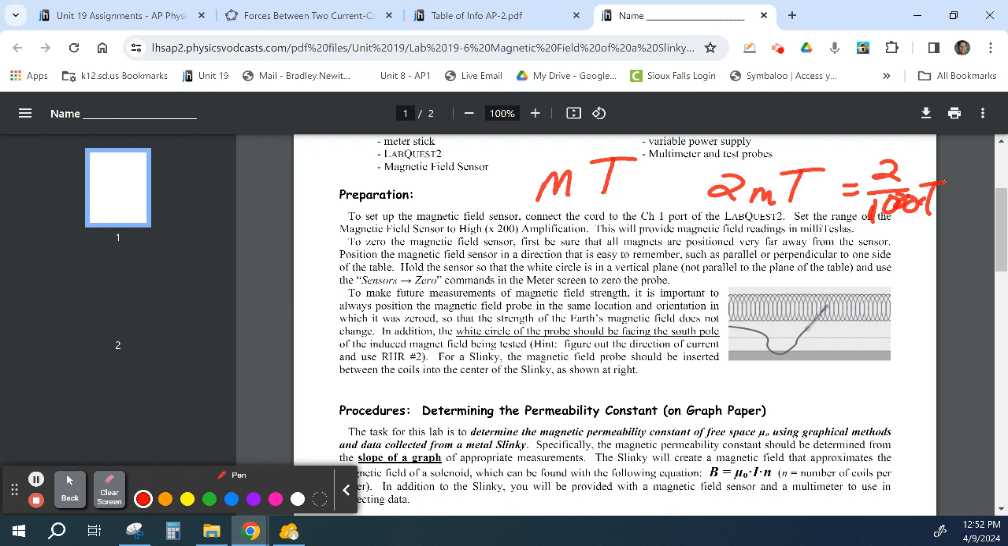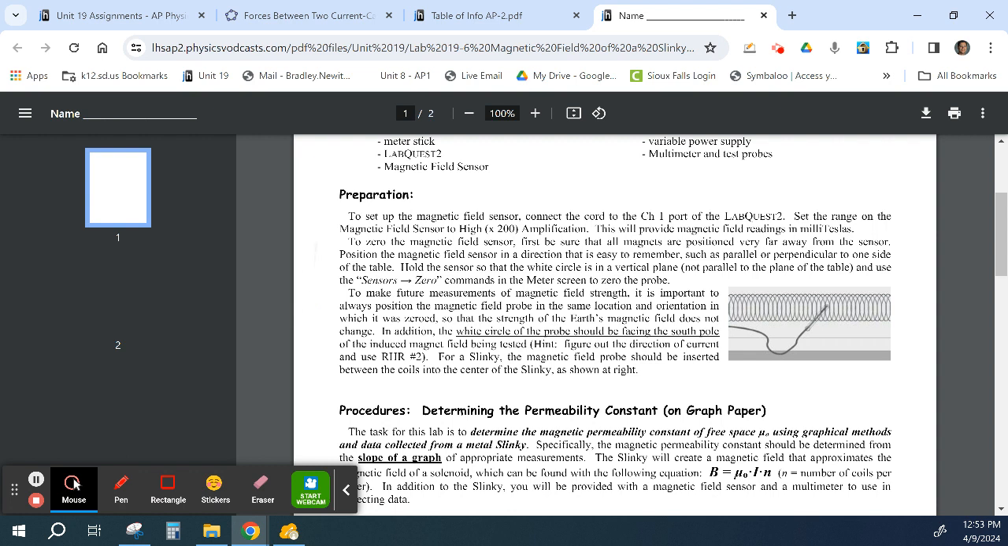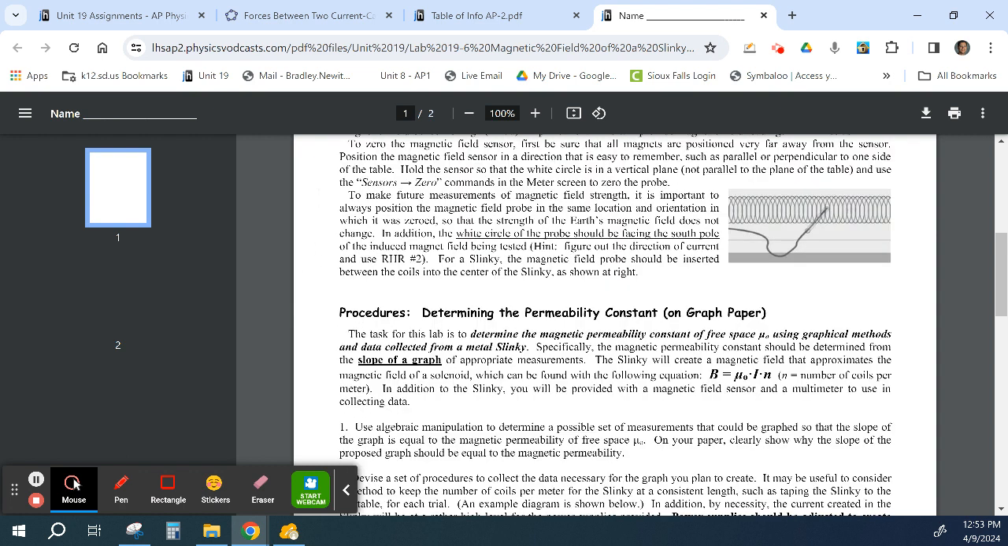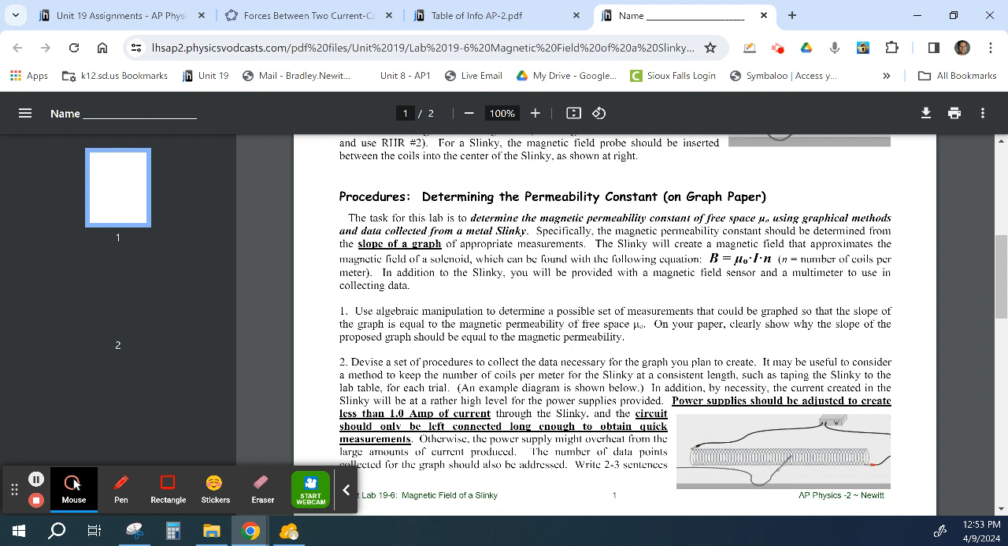And so whatever readings you get, make sure you're dividing those by 1,000 to get it into a Tesla unit. Okay. All right. Here's your goal though with what you're doing. Your goal is going to be to actually figure out a value for the constant that is in the equation for induced magnetic field, and that constant is the mu sub 0 constant.